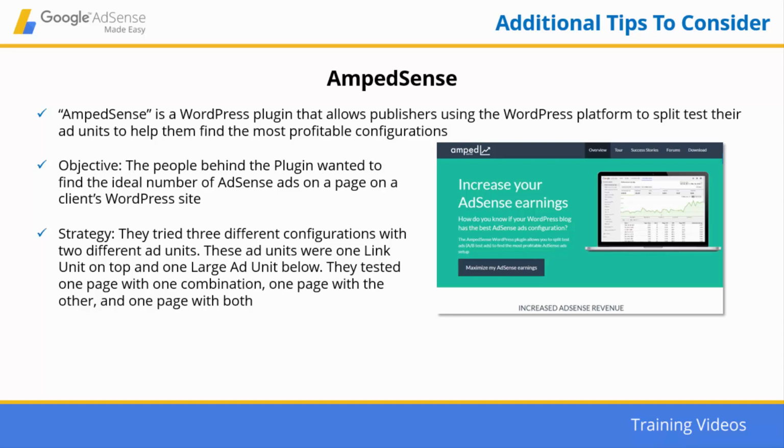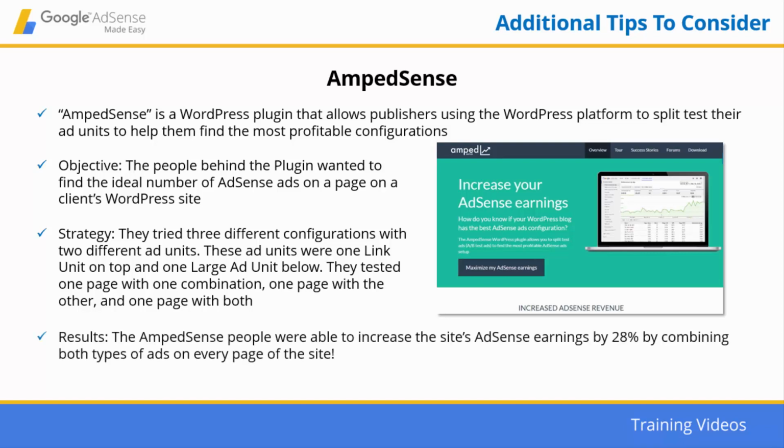These ad units were 1 link unit on top and 1 large ad unit below. They tested 1 page with 1 combination, 1 page with the other, and 1 page with both. Results? The AmpedSense people were able to increase the site's AdSense earnings by 28% by combining both types of ads on every page of the site.